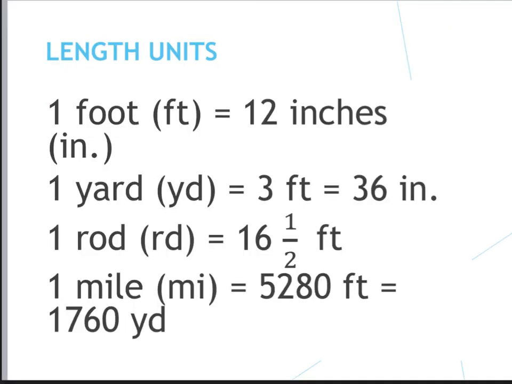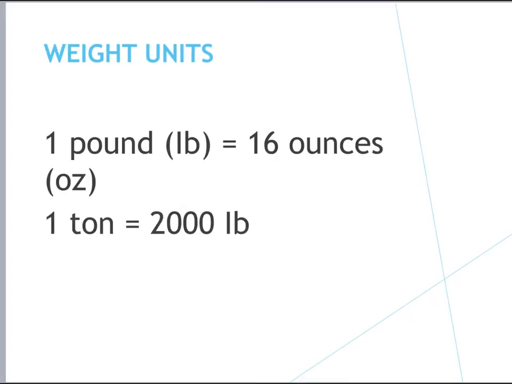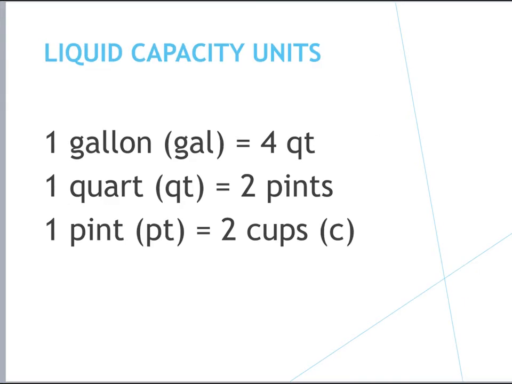So here, this is some of the basic length units that we use. 1 foot is 12 inches, 1 yard is 3 feet or 36 inches. The rod may be something new to you. So 1 rod equals 16.5 feet. 1 mile equals 5,280 feet or 1,760 yards. Some weight units: 1 pound is 16 ounces and 1 ton is 200 pounds. Liquid capacity units: 1 gallon equals 4 quarts, 1 quart equals 2 pints, and 1 pint equals 2 cups.